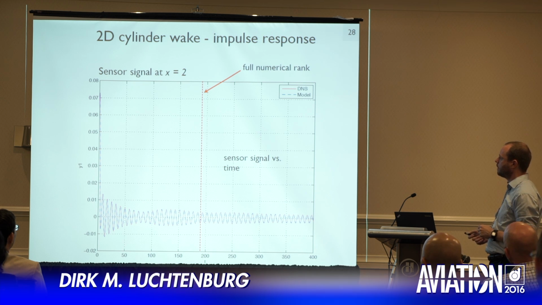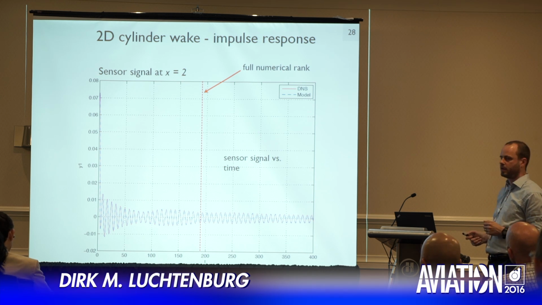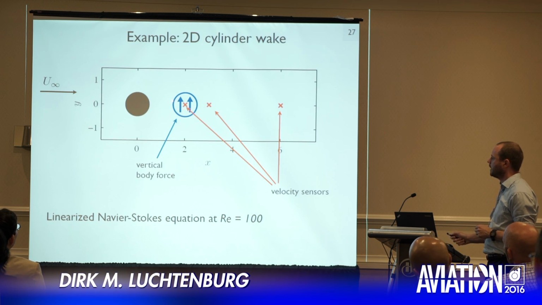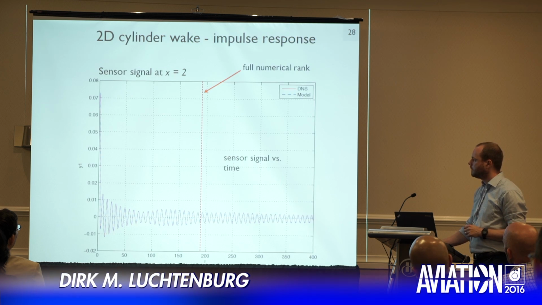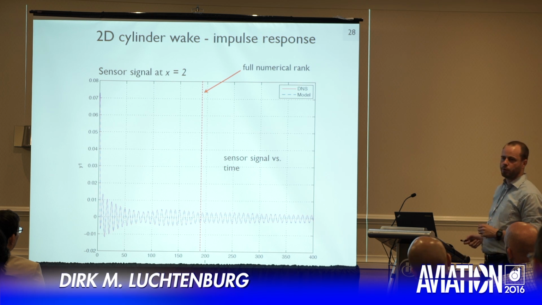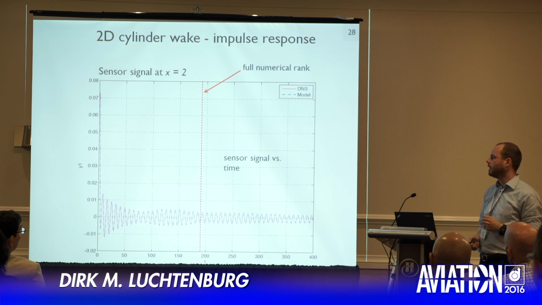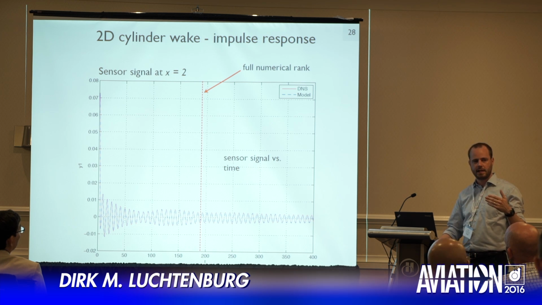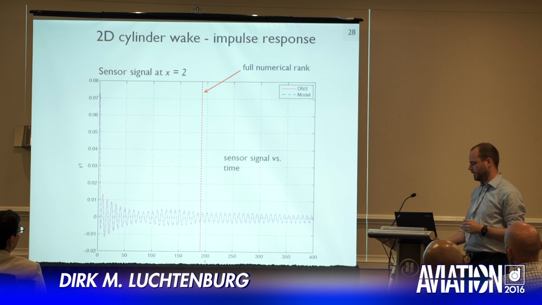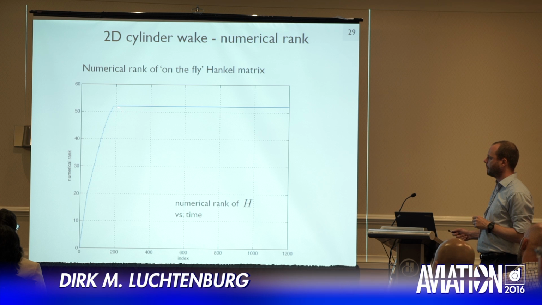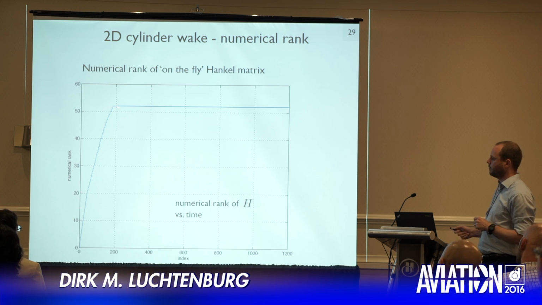Just to give you an idea of what this flow looks like when excited with an impulsive input, here's the first sensor signal. If you go back here, I think that's the one over there. Then you get this signal, which evolves like this in time. If you compute the numerical rank of this data set, it saturates at around this time here, which is about 180, meaning you should have enough data if you gather snapshots up to this point in time. That's what you see in this plot here: the numerical rank of your Hankel matrix converges.